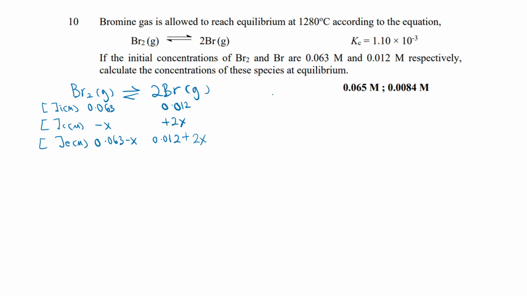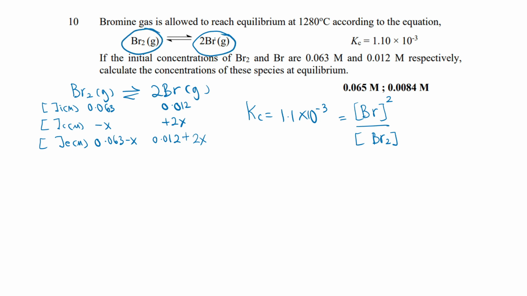So Kc given is 1.1 exponent negative 3, which is equal to the concentration of Br squared over the concentration of Br2. This is based on the equation above, where we have 2 Br and Br2 gas. Now substitute the values we got in the ICE table. We solve for X. So Kc is equal to 1.1 exponent negative 3.